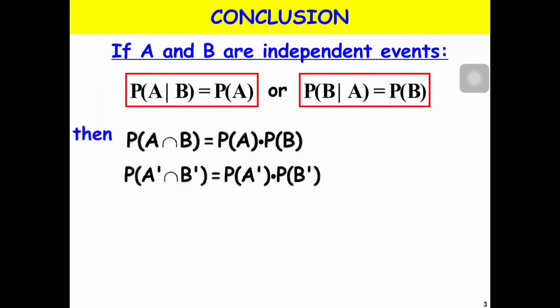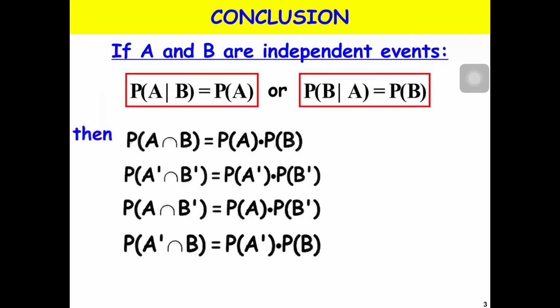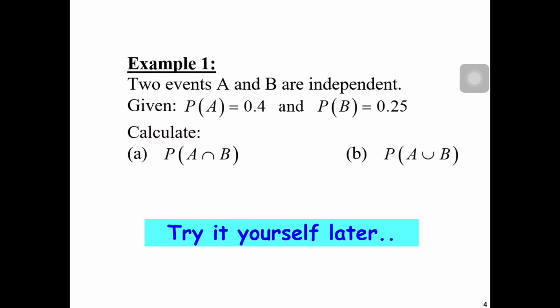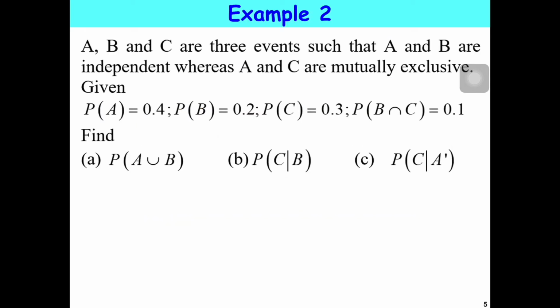Probability A complement intersect B complement equals probability A complement multiplied with probability B complement. Probability A intersect B complement equals probability A multiplied with probability B complement, and probability A complement intersect B equals probability A complement multiplied with probability B. So for example 1, this is your example 1, try it yourself later.